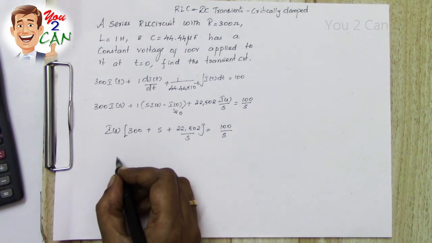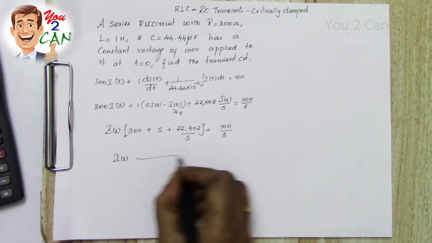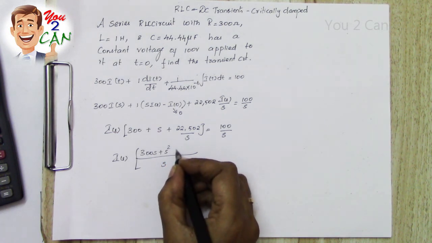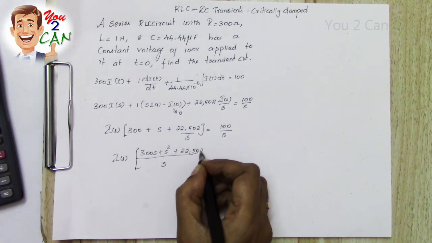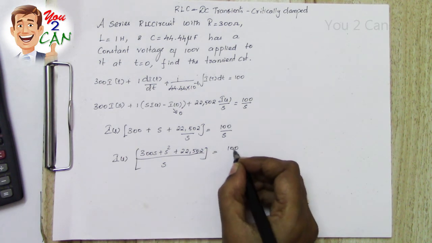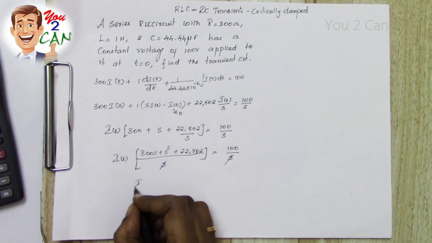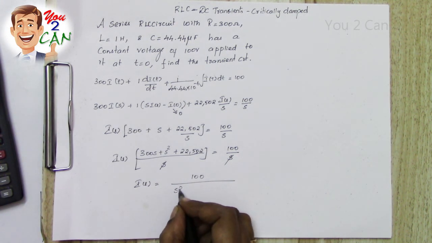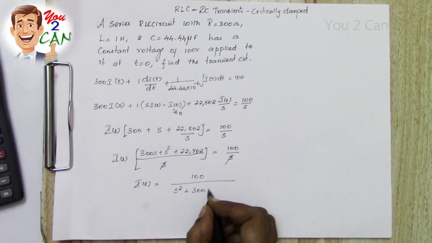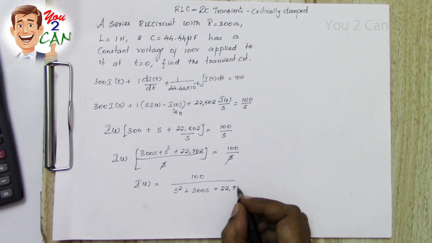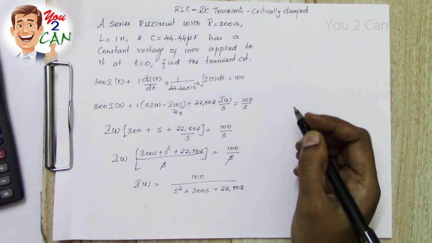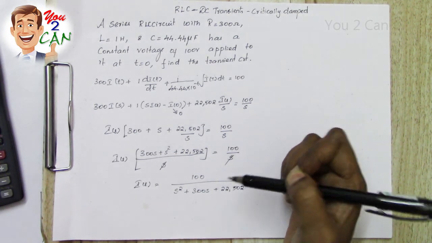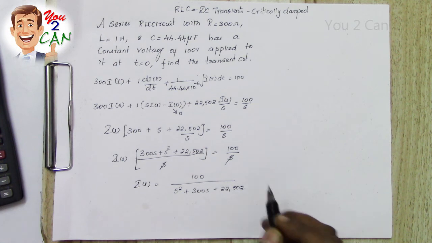Okay, now take the LCM. LCM is s, so it is 300s plus s squared plus 22,502 will be equal to 100 by s. S gets cancelled, so I of s is equal to 100 divided by, I have written it in this order, s power 2 plus 300s plus 22,502. Okay, so here (R by 2L) the whole square is 1 by LC, so it is critically damped, that is the roots will be equal.